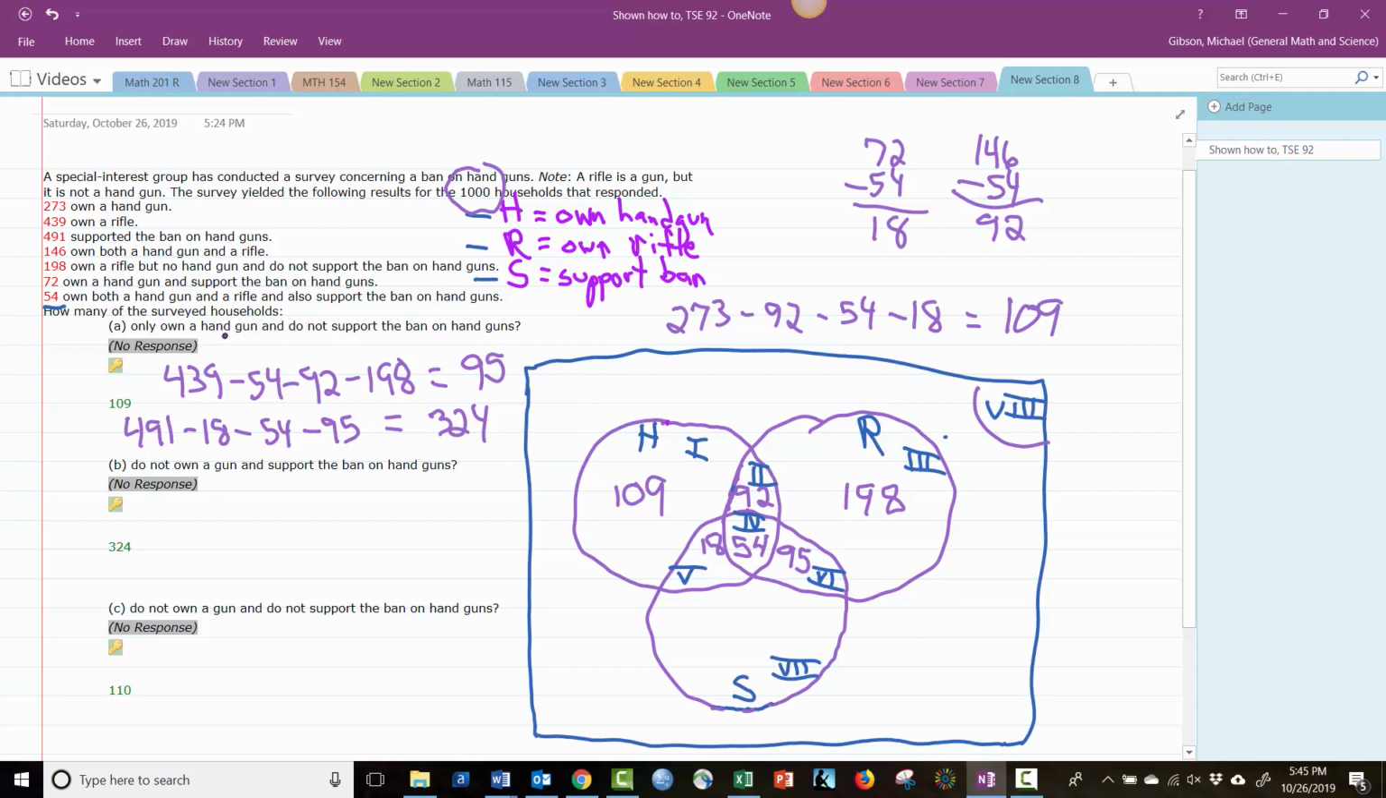Part A, who only own a handgun and do not support the ban? So H here is own a handgun, right? Only a handgun, nothing else, and do not support the ban. Well, so only a handgun and do not support the ban is this area 1. All right, so the answer for that one is 109. See, once we've got all these filled in, we can answer any question.